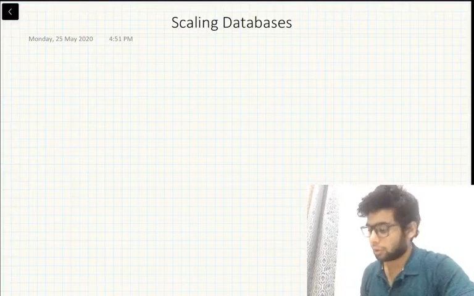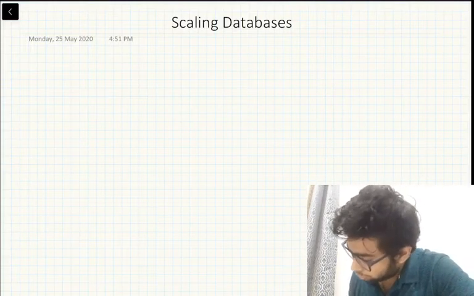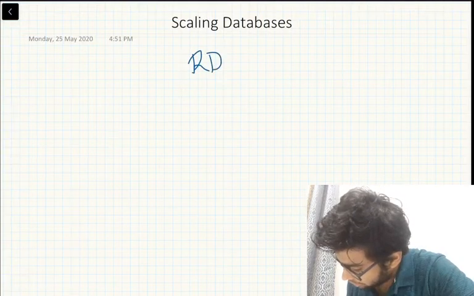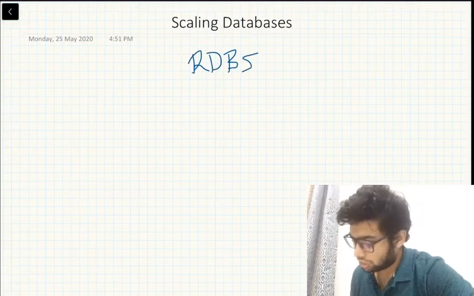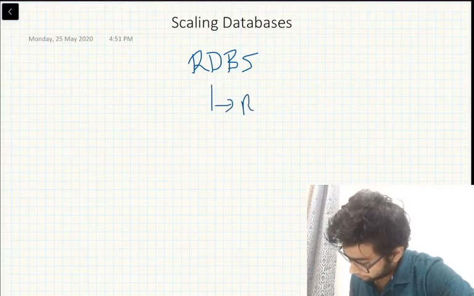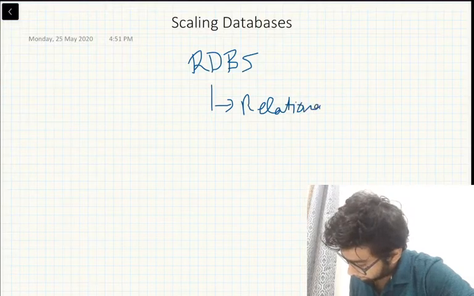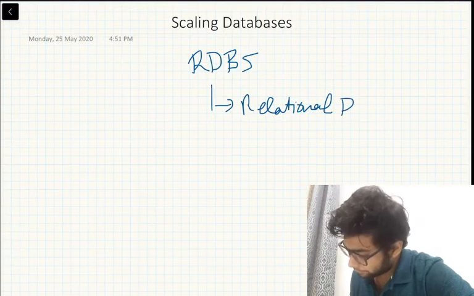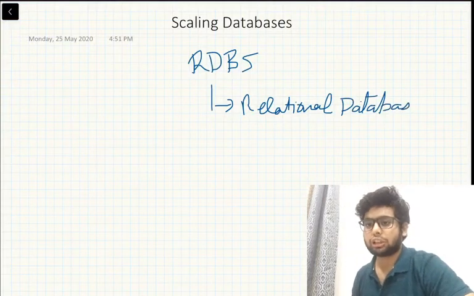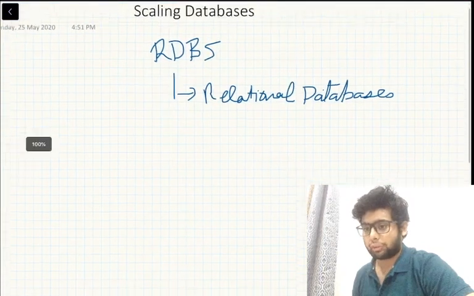Let's get into it. So first we will be learning more about RDBMS. These are also called relational databases. Basically, in relational databases, the data is stored in the form of tables.